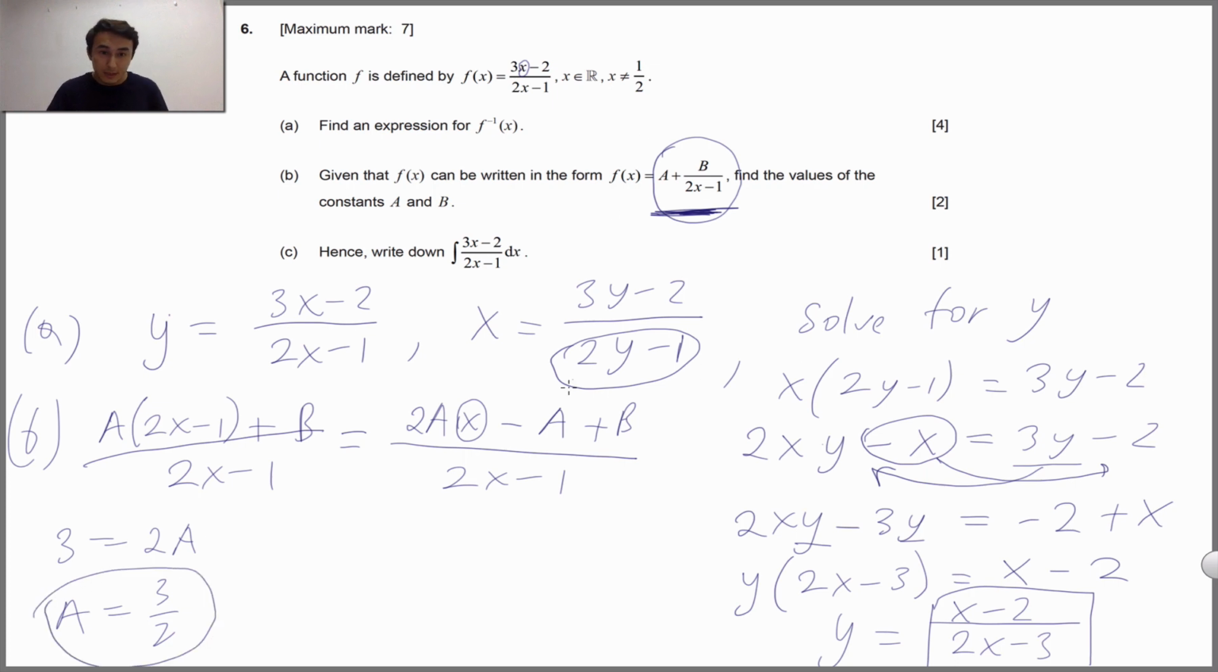So what do we have here? We have minus a plus b. And then in the original function we have minus 2. That means that minus 2 is equal to minus a plus b. And then we know that a is 3 over 2, so it's minus 3 over 2 plus b. Okay, from here, when you calculate, b will be equal to minus 1 over 2, right?